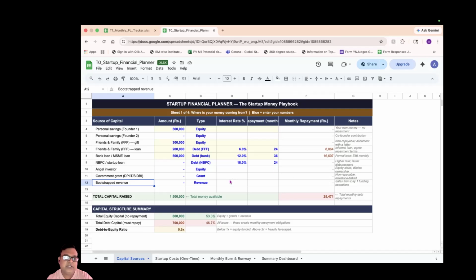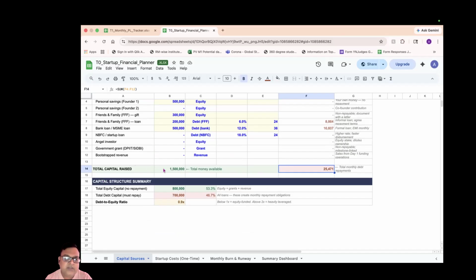If you total this, okay, you will get something like this. Let me just see whether this is correct. B4 to B12, correct. So this is the amount. Okay. So how much is it? Yeah, it is correct. So this is 15 lakh rupees, the total money available. Okay. And out of this total money available, the EMIs are 25,471.